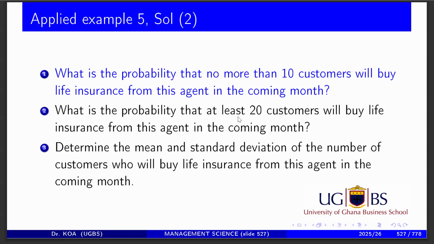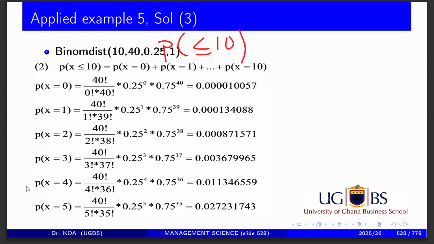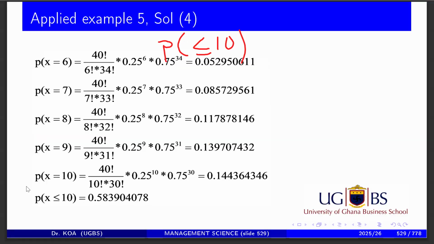No more than 10 will mean that you are calculating the probability of 10 or less, isn't it? No more than 10. Yes. So that means you need to find probability of 0 to probability of 10. We did it. We always try to find it, and we did do it. We find a probability of 0, find probability of 1, find probability of 2, and it continues up to 10.